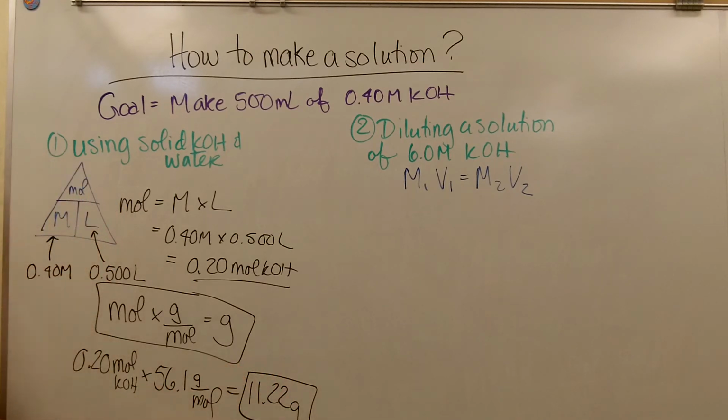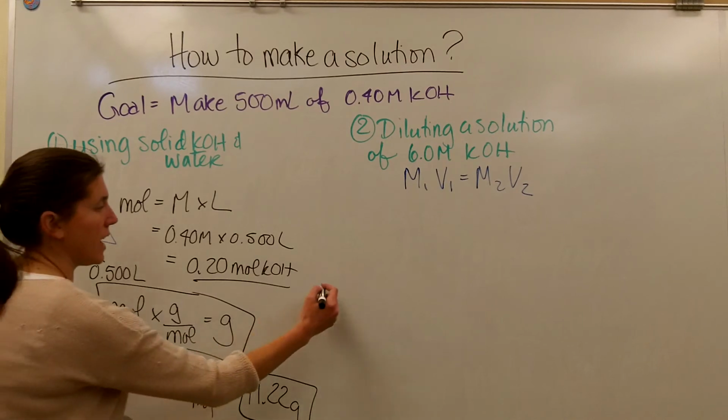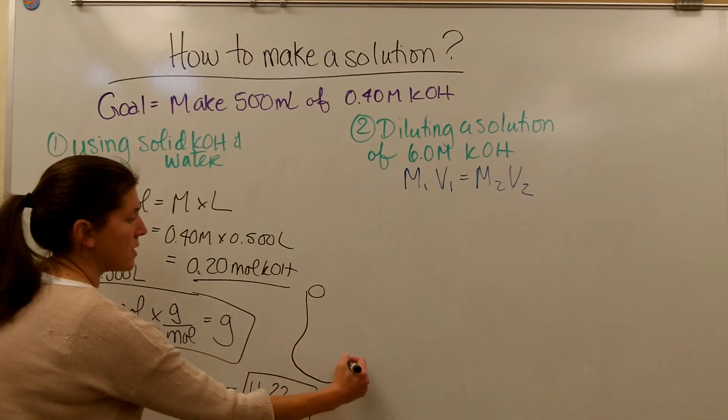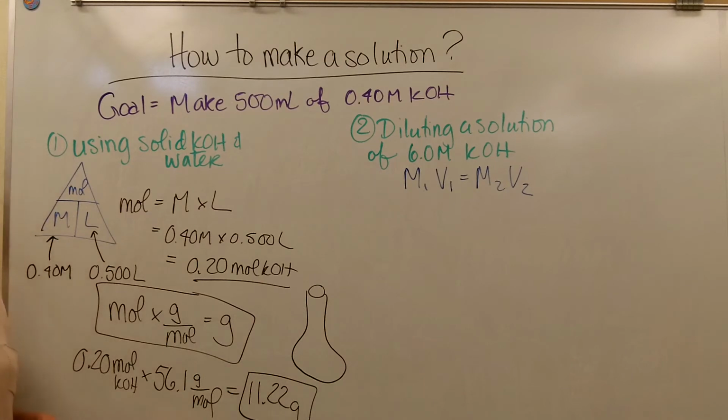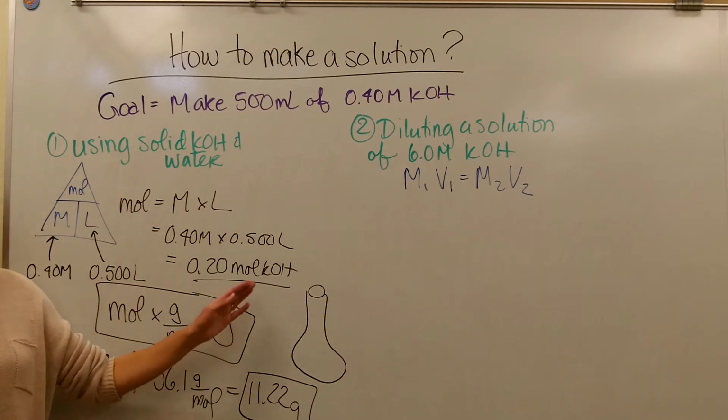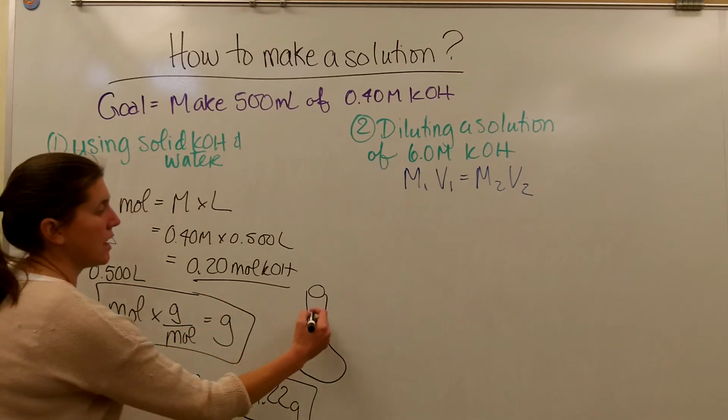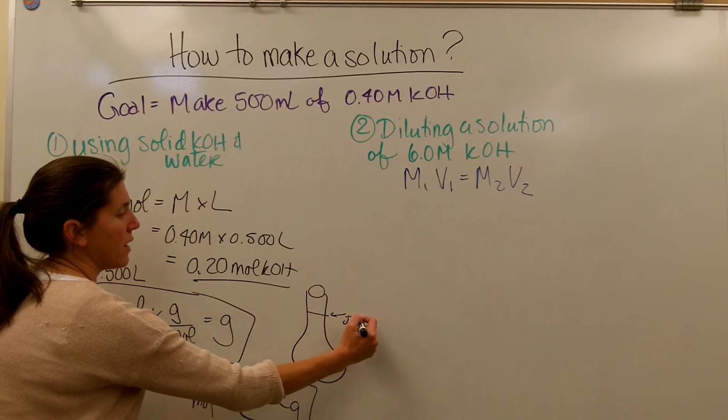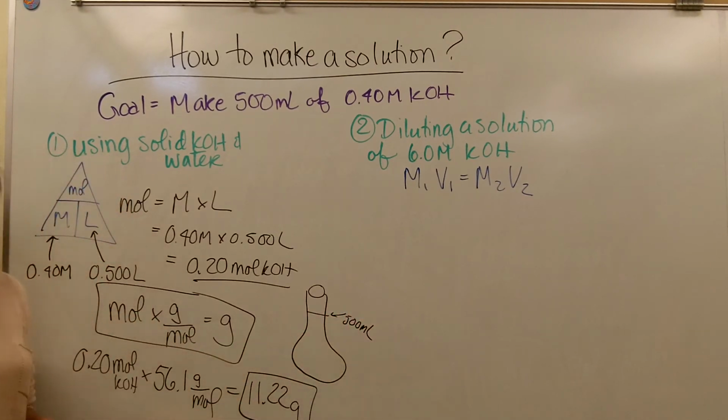So what this means is, in order to make this solution in a lab, I would weigh out 11.2 grams of KOH, put it in a volumetric flask, which are the ones we've used in the lab before, look a little bit like this. I would place it in a volumetric flask, and I would add water until the final volume is 500 milliliters. So that's how I'd make a solution starting from solid.